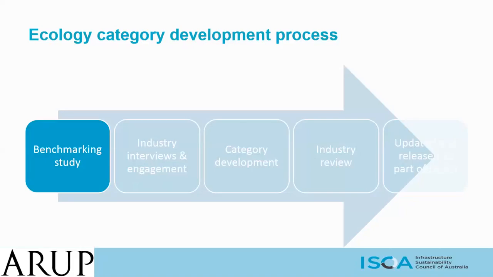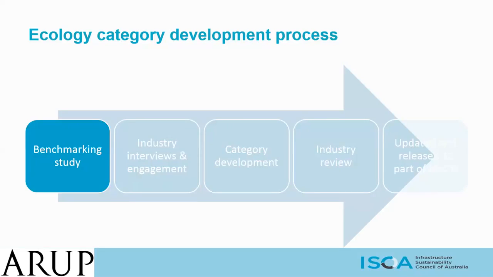The development of the ecology category for IS 2.0 involved the completion of a number of tasks. The first step we undertook was to conduct a benchmarking study. This study was used to determine the business as usual and leading practices within the industry in ecological impact assessment and risk management, particularly associated with infrastructure projects. Guidance documentation from Australia and New Zealand was reviewed, including any relevant policy documents, technical guidelines, and some peer-reviewed literature.